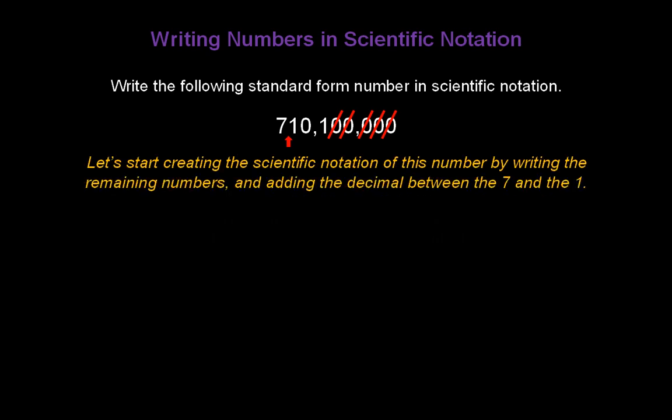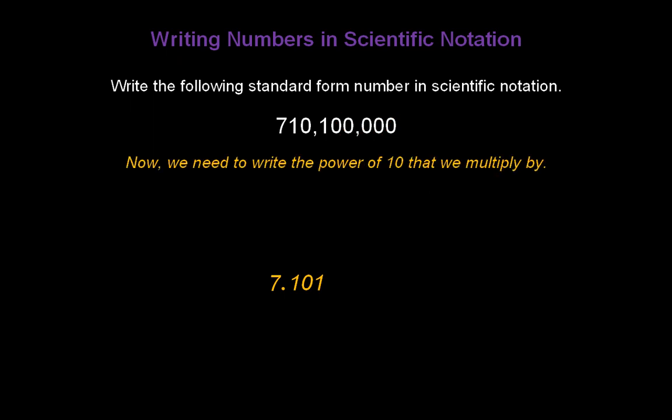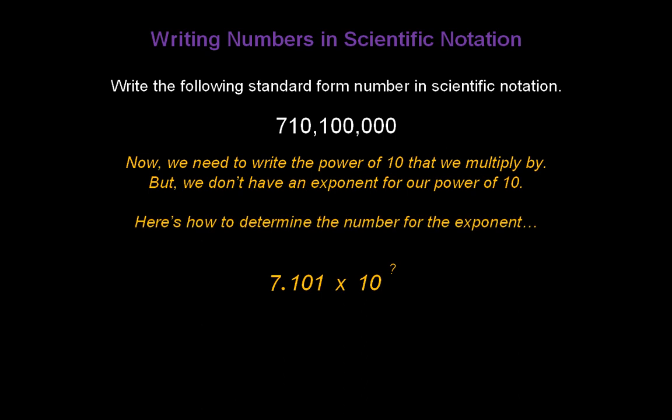Now let's start creating the scientific notation of this number by writing the remaining numbers and adding the decimal between the 7 and the 1. So we're going to write 7.101. That's the first factor. Now we need to write the power of 10 that we multiply by. Multiplying by 10 to the what power? We don't have an exponent for our power of 10. But here's how to determine the number for the exponent.